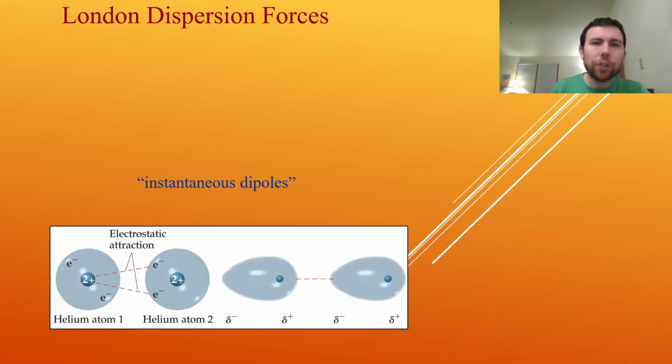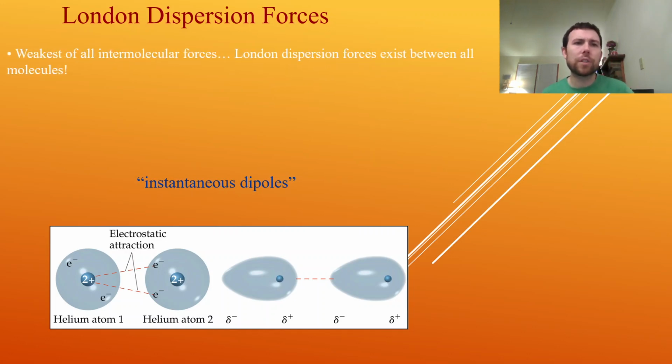Now, the third type of intermolecular force that we need to talk about are London dispersion forces. You can think of them as instantaneous dipoles that are being formed within your molecules. Let's talk about how those instantaneous dipoles form. London dispersion forces are the weakest of all the intermolecular forces, and we need to recognize that London dispersion forces exist between all molecules.